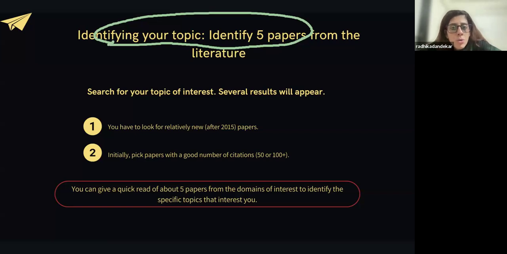And how do you search papers? There are 2 things that you need to keep in mind when you are doing a literature study to identify your topic. The first is that you have to search for papers that are not older than 2015 or 16. Refrain from reading papers that are older than 10 years. And then pick papers with a good number of citations. Ideally 50 to 100 citations is a good number. So pick papers for your literature study that have more citations.